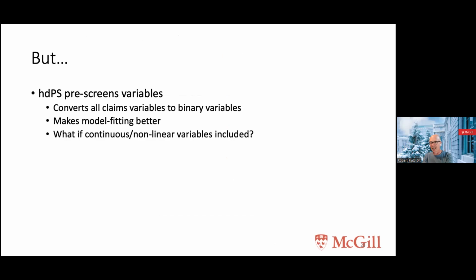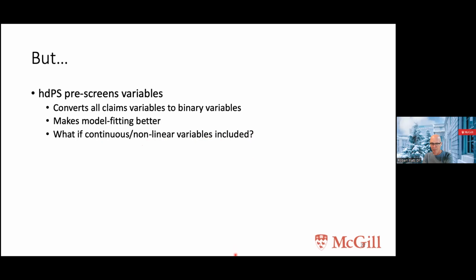So a couple groups noted that the HDPS pre-screens variables. And one of the things that it does to simplify the modeling is it converts variables to binary variables. So that makes it easy to fit a model because you're just fitting a bunch of X's that are zeros and ones. But it might lose information if there were continuous variables and potentially nonlinear associations included in the model.